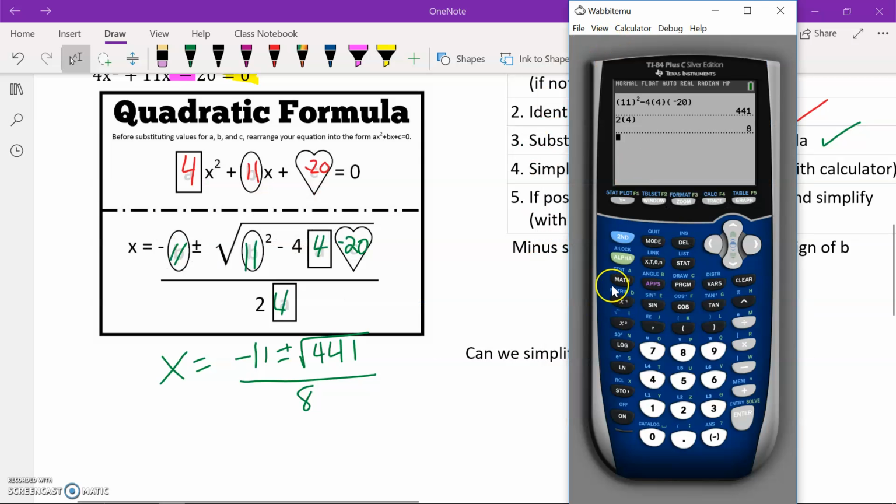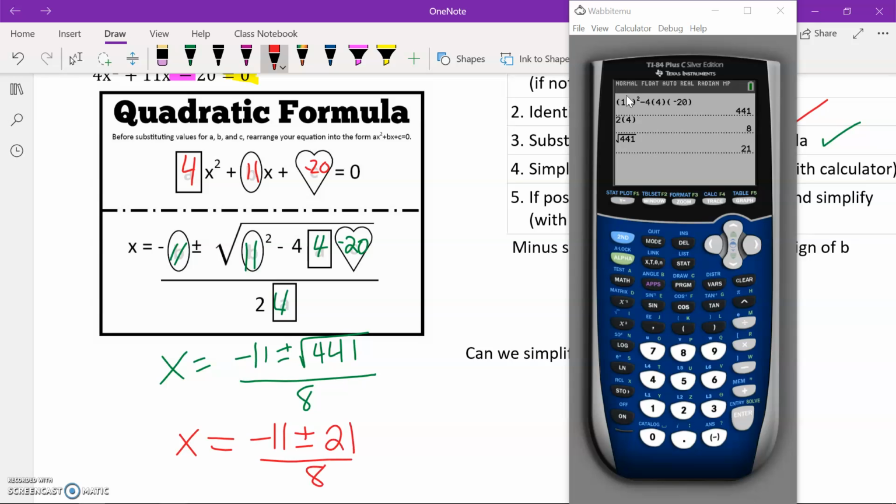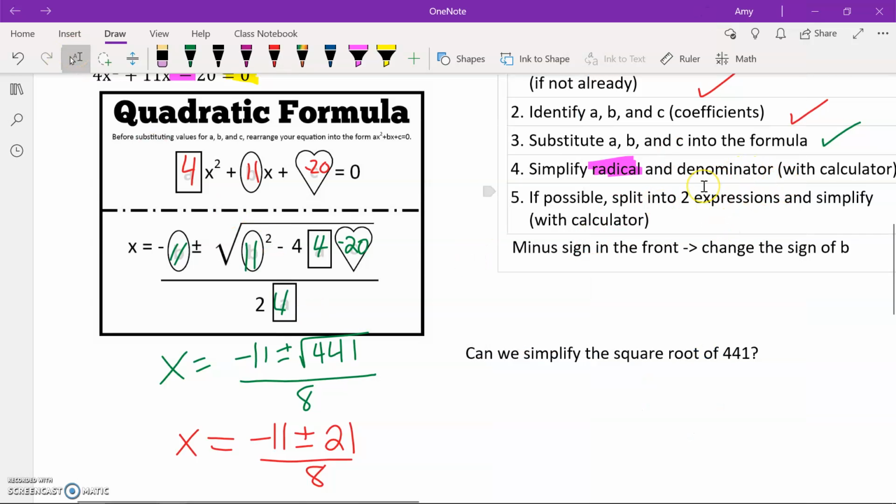So I'm going to take my calculator. If I knew this square root, I would just use what I know, but since it's a big number, I'm going to take my calculator, put the square root of 441, and I get 21. So I can rewrite my equation as x equals negative 11 plus or minus 21 over 8. So now I took the square root of 441, so there is no more radical.